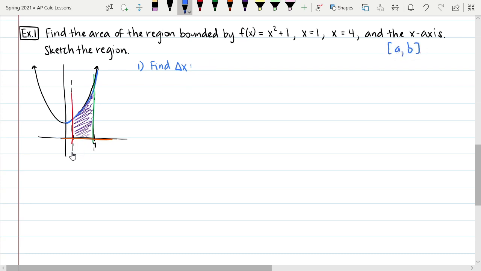Well, if you look at the region, hopefully you recognize that when they said x equals 1 and x equals 4, that's actually your a and your b. So we're actually on the interval from 1 to 4. So that means delta x will equal 4 minus 1 divided by n, and that's just going to reduce down to 3 over n. Okay, so that's the expression we're going to use for delta x.